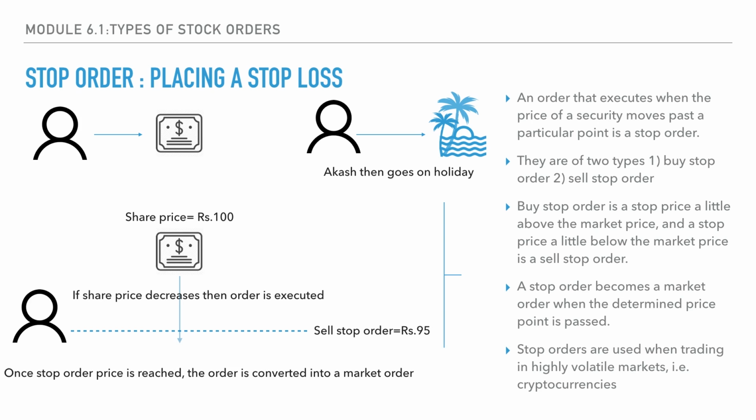And it is used mostly in markets which are highly volatile, where the movement of stocks is quite unpredictable, and in those cases you place stop orders. An example of such a highly volatile market is the recent one, which is of cryptocurrencies.